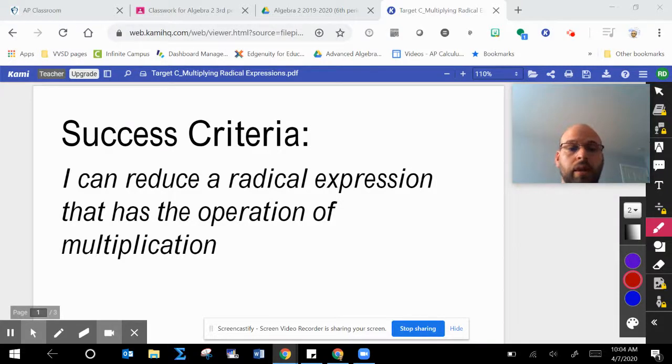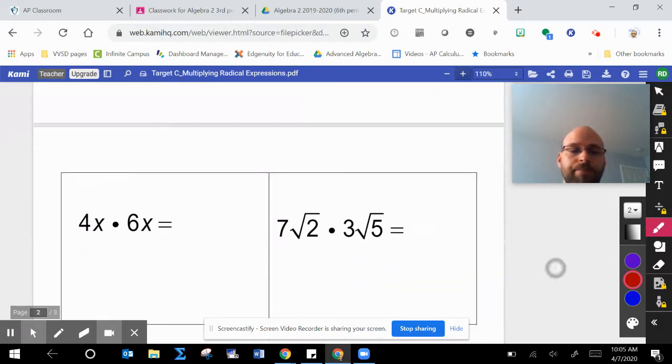Hello, everyone. The success criteria for this video is to reduce a radical expression that involves the operation of multiplication. So we will be taking two radicals, square roots and cube roots mainly, multiplying them together and reducing their answers. Okay. So I have a few examples set up for us.